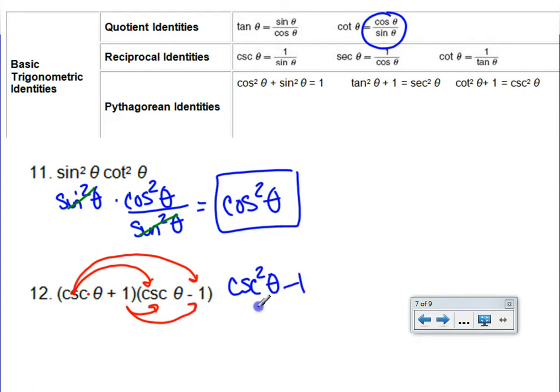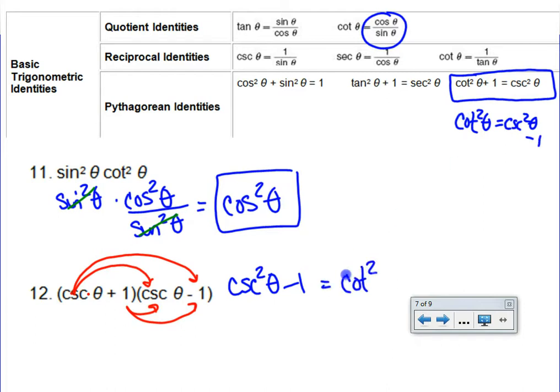Now this is a little strange because we haven't talked about it yet, but there's something called a Pythagorean identity. There's 3 of them. And if I look at this one right here, it has a cosecant squared and a 1. If I rearrange it by subtracting the 1 over, I'm going to see that cotangent squared theta is the same thing as cosecant squared minus 1. So cosecant squared minus 1 is really cotangent squared. You're going to get really good at manipulating those in your head.